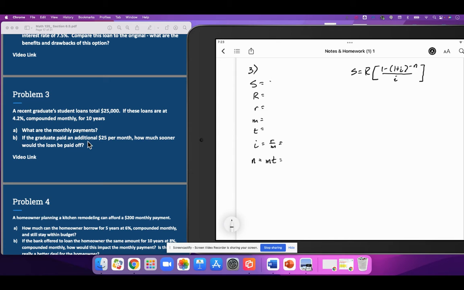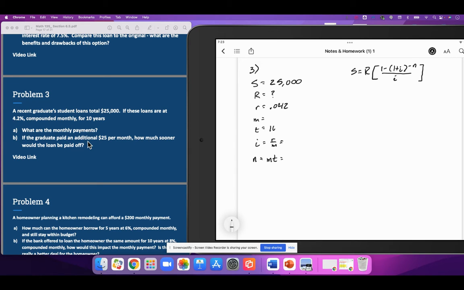So we do have our S value. The initial value of the loan is $25,000. 4.2% is our interest rate, so 0.042. We're looking for the monthly payment. It's 10 years and it's compounded monthly, so 12 for M. So R over M, 0.042 over 12. MT is 12 times 10, so 120. And if I do the 0.042 over 12, let's see what that gets me. 0.0035.